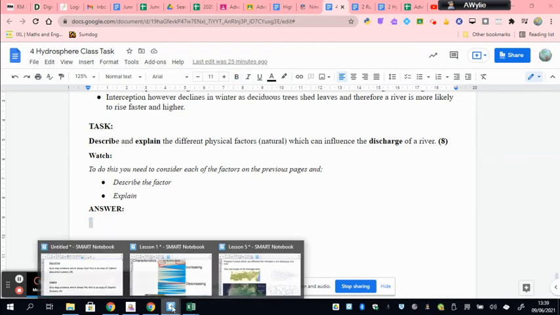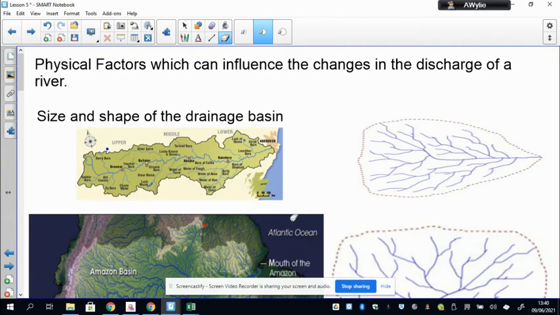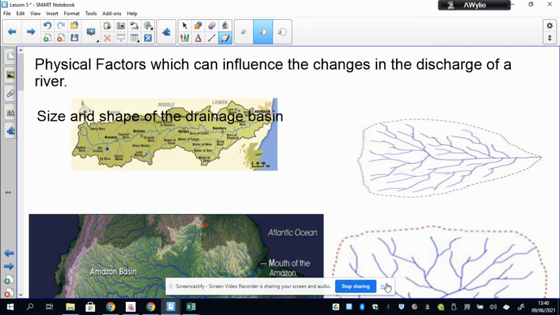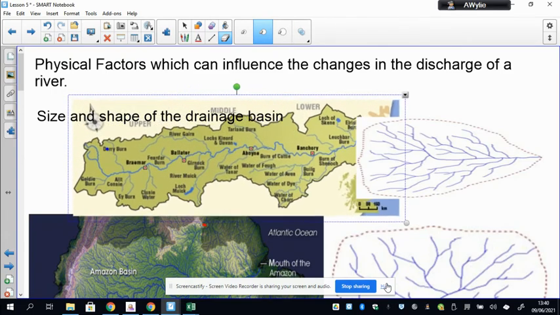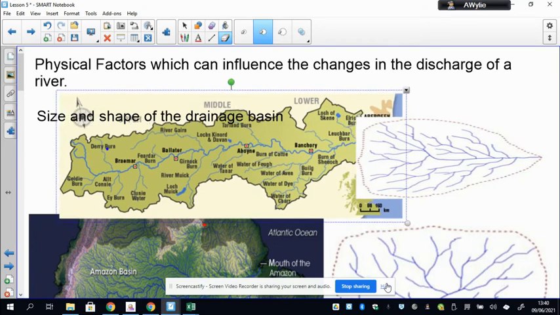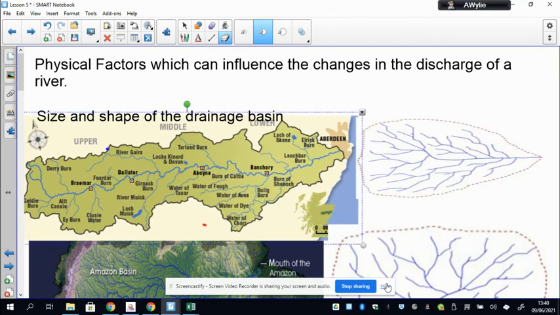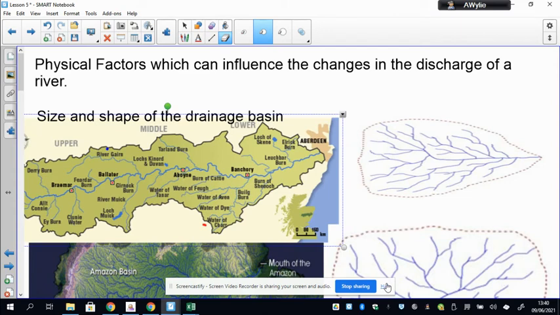So let's get started with the main part of this lesson. Let's have a look at each of the factors in turn. So the first one we have here is size and shape of a drainage basin. And we can see a river. This is called the River Don. It's in Aberdeenshire, and it flows through Aberdeen, which we can see here.